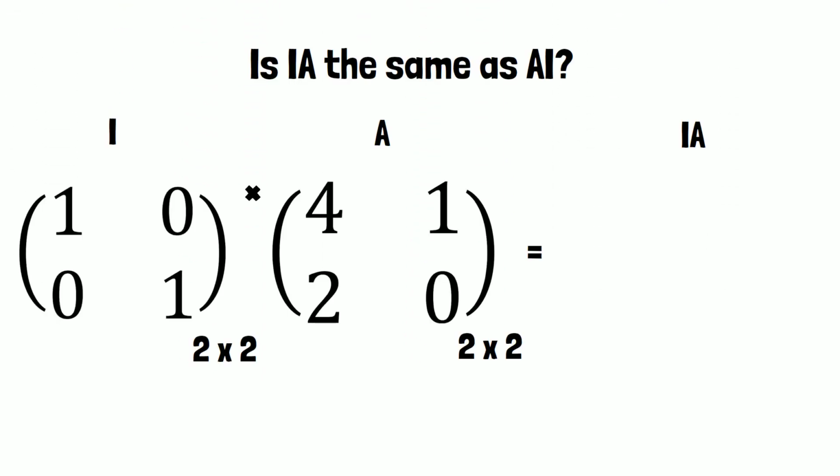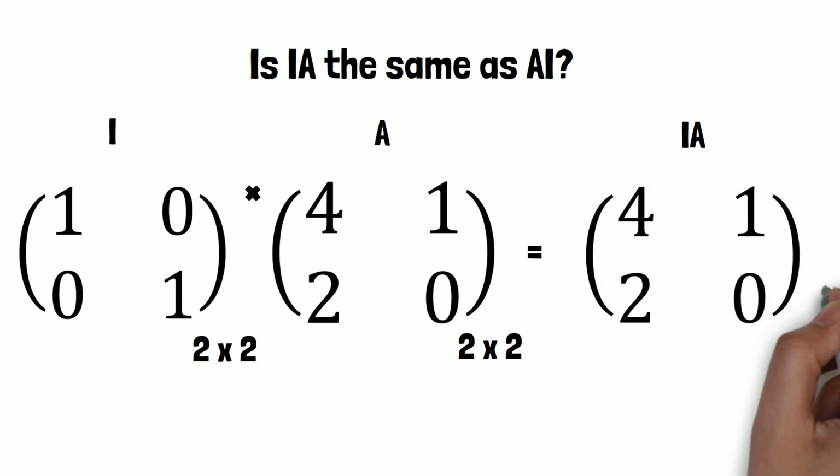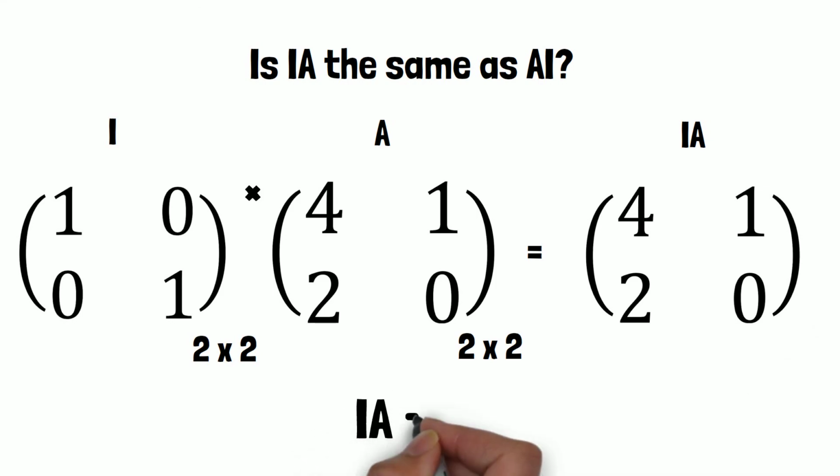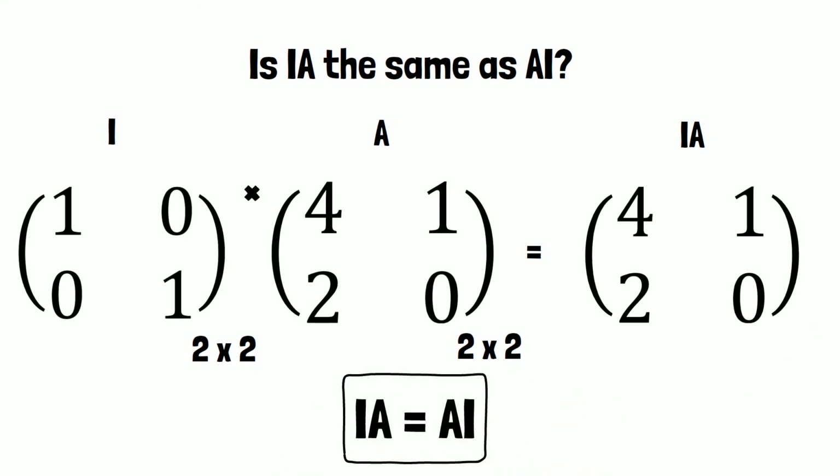But do we get the same answer when we multiply the identity matrix by matrix A? I give you some time to think of an answer, but you can also pause the video. Awesome! You found the same answer as in the previous example. I times A is the same as A times I.